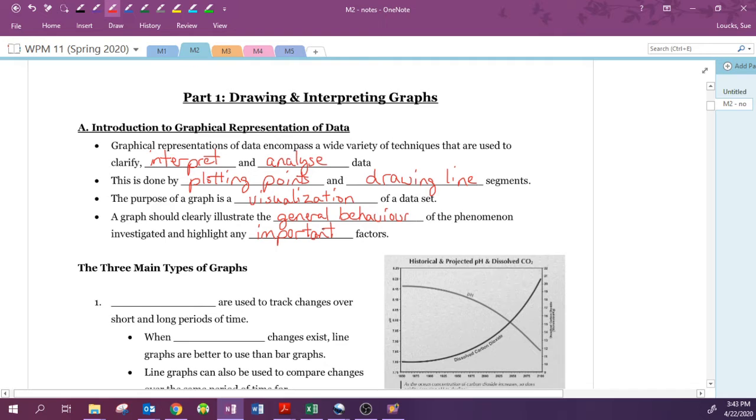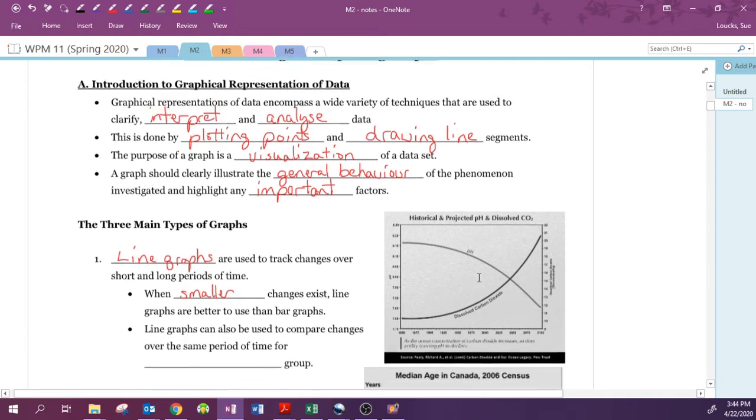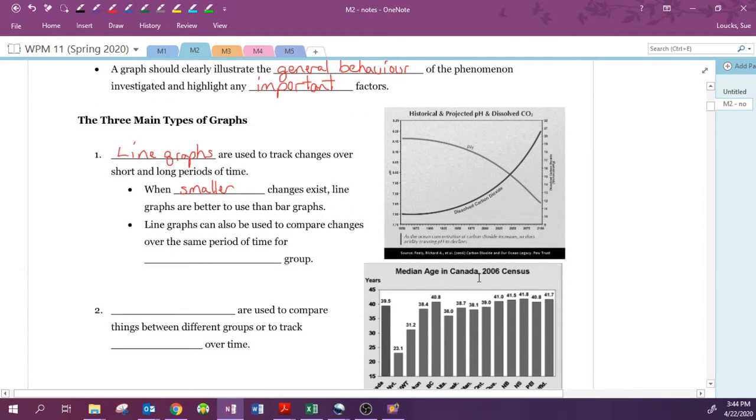There are three main types of graphs that we're going to look at in this course. There are line graphs. Line graphs are used to track changes over short and long periods of time. When smaller changes exist, line graphs are better to use than bar graphs. Line graphs can also be used to compare changes over the same time period for more than one group.